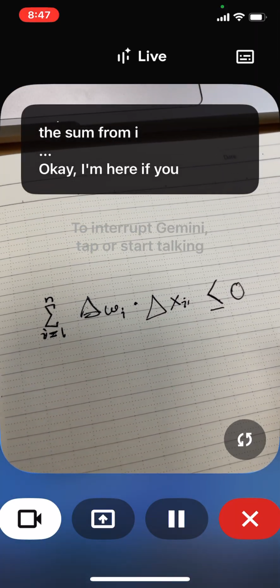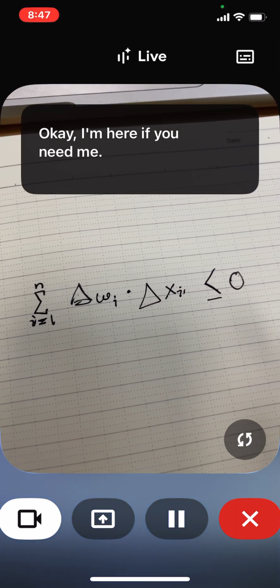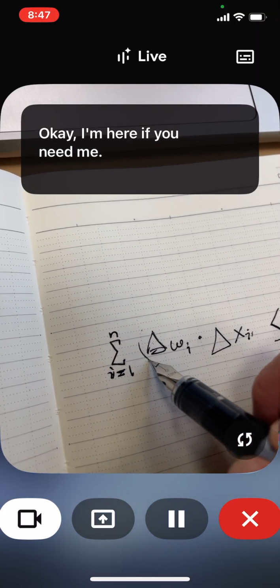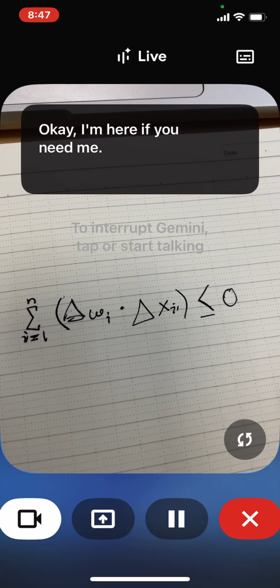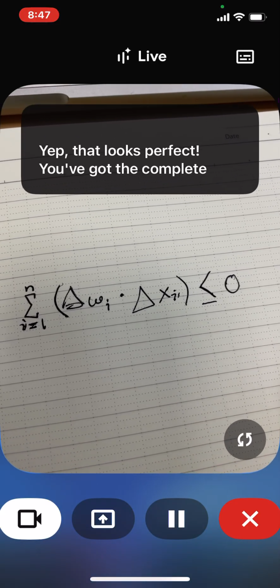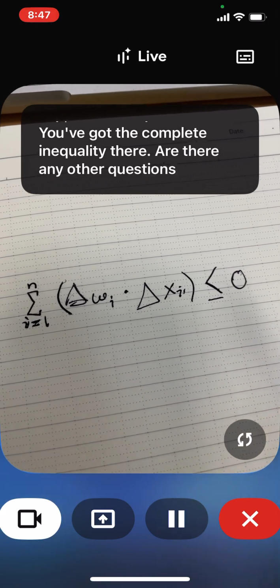Okay, I'm here if you need me. Does this look right, or am I missing anything, or should I add anything? Yep, that looks perfect. You've got the complete inequality there. Are there any other questions you have about it?